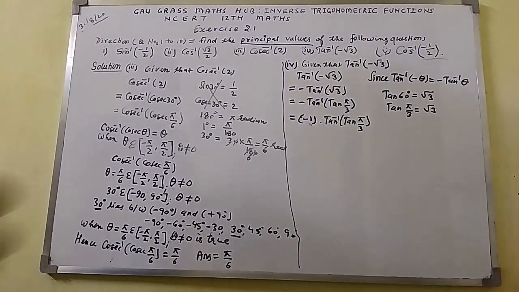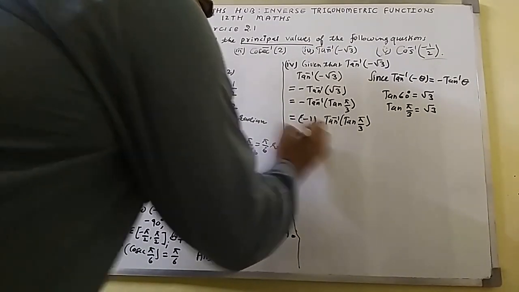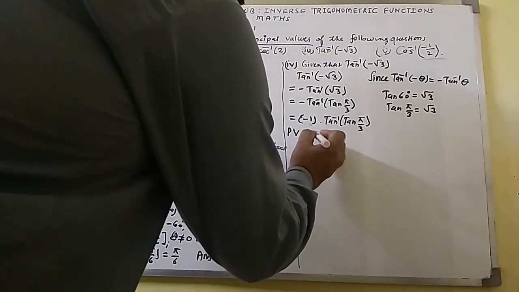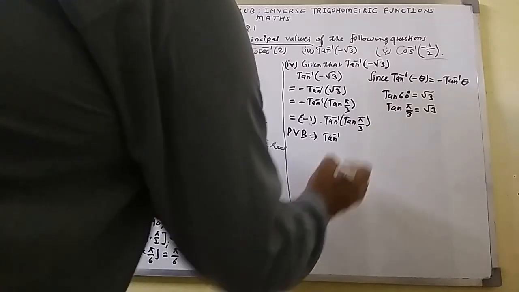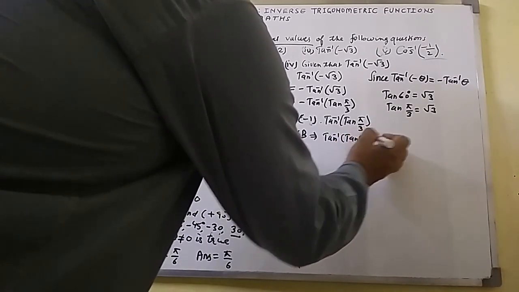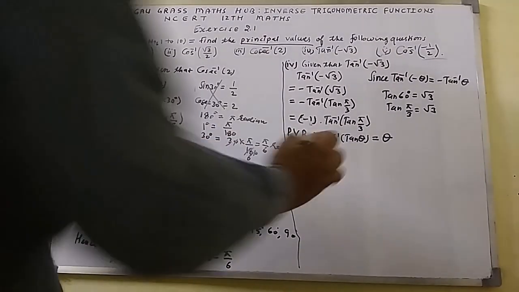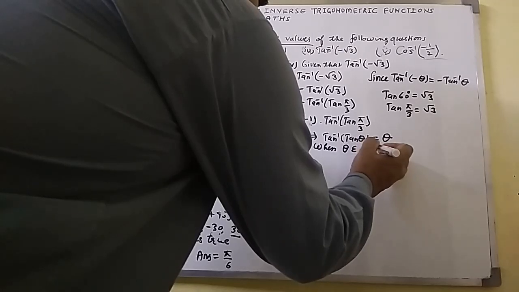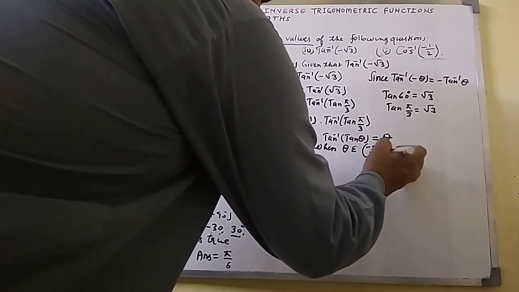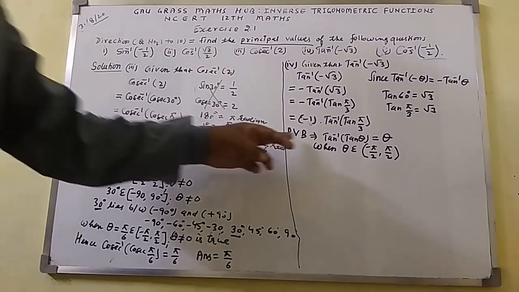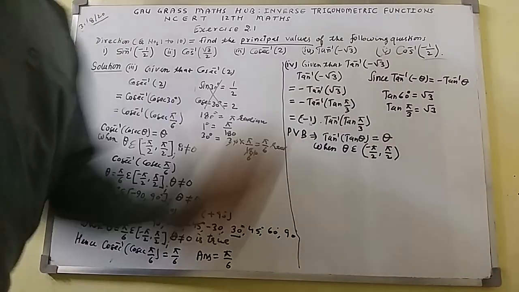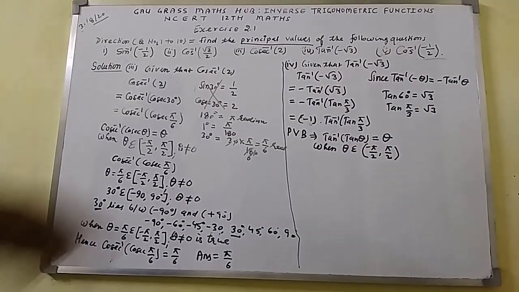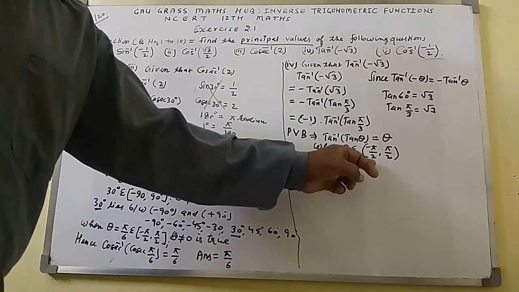Now apply the principal value branch. I shall write here: principal value branch implies that tan inverse tan theta equal to theta, when theta belongs to the open interval minus pi by 2 comma pi by 2.